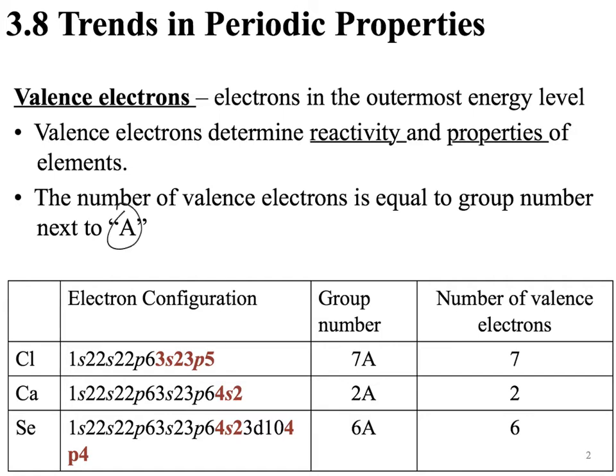So for example, chlorine is in group 7A, so the number of valence electrons is 7. Calcium is in 2A, valence electrons 2. For selenium, 6A, valence electrons 6.